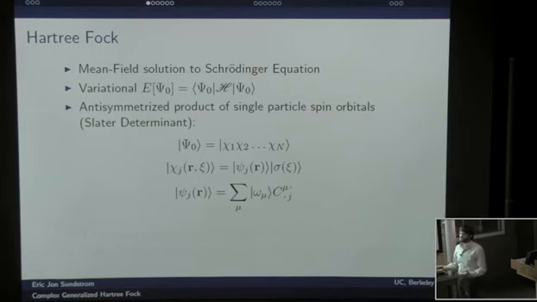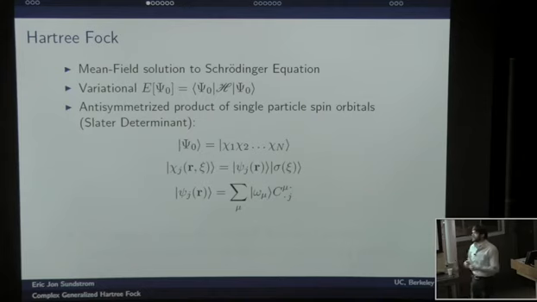So it's a mean field solution to the Schrodinger equation. It's variational in that the energy is an upper bound to the exact energy. In this case, we're doing the Born-Oppenheimer approximation, so we have clamped nuclei. And it's just an antisymmetrized product of single particle spin orbitals, labeled as a Slater determinant. I've shown that here as the schematic ket of that.